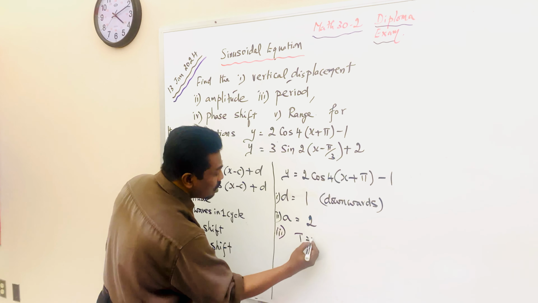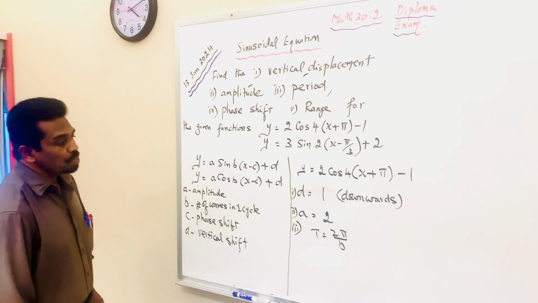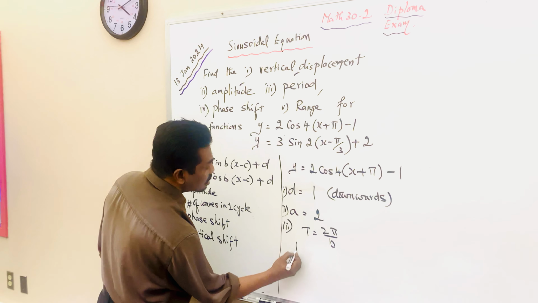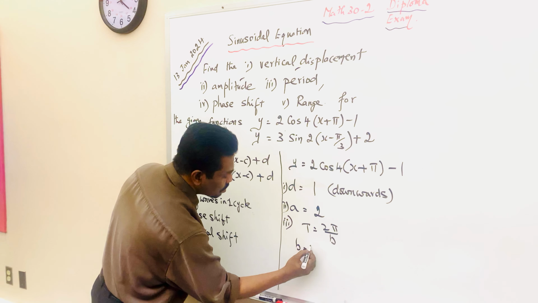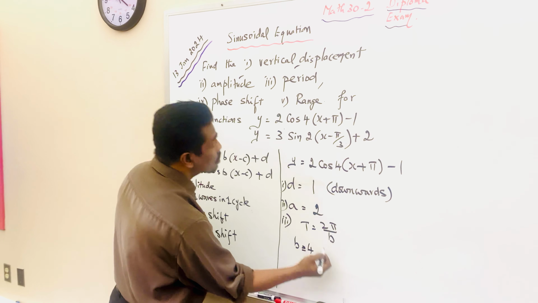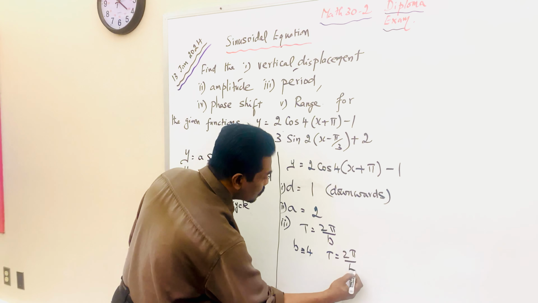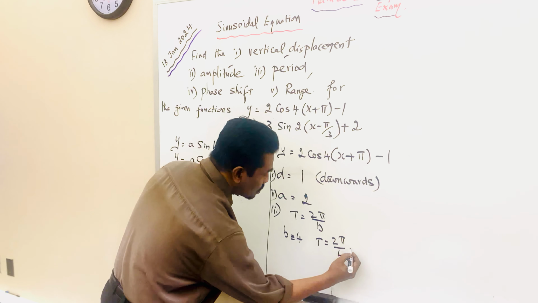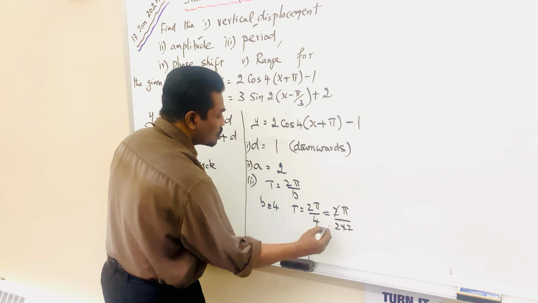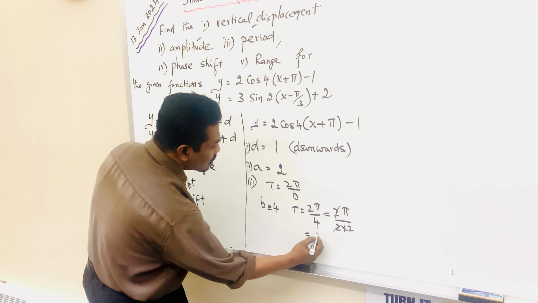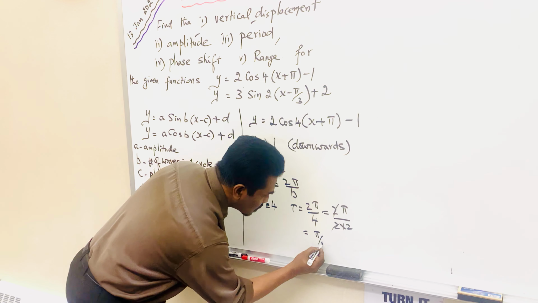So period T equals 2 pi over B. So what is B here? First we must know what B is. In this equation, 4 is the B. B is equal to 4. So the period T equals 2 pi over 4. That can be written as 2 pi over 2 times 2. So the 2s cancel, and the period will be equal to pi over 2. Pi over 2 means 90 degrees.